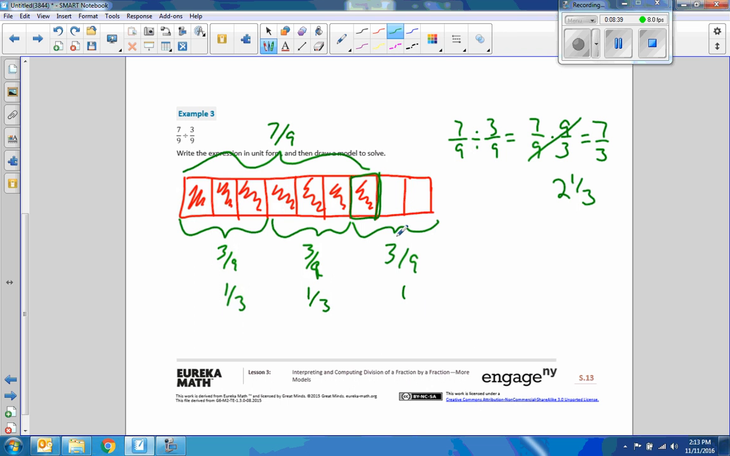I don't know if I want to talk about that. We'll just leave it as this. 3 ninths. 3 ninths of the total here. 3 ninths of the total, and then another ninth. That's 1, 2, and 1 third of my pieces broken up into thirds. Just look at it. So the answer is 2 and 1 third.